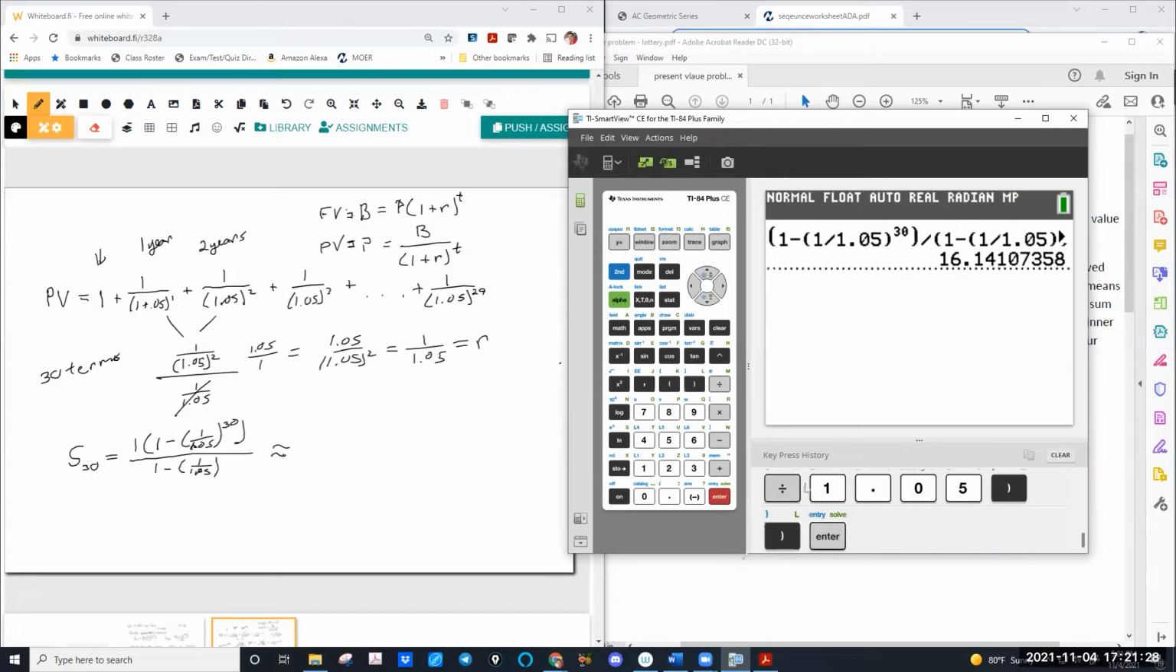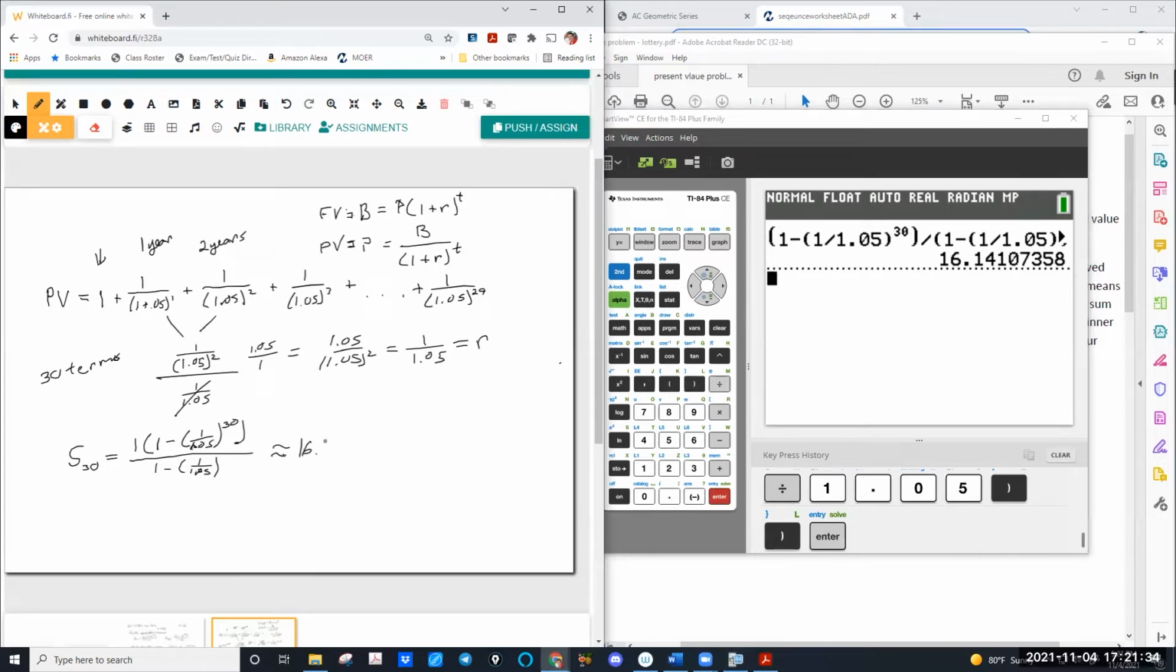All right. This is our number. 16.141073. I'm going to keep all the decimals because we're in millions. So the present value of that $30 million jackpot, what the lotto has to have on hand so that they can say that they have a $30 million jackpot, is $16,141,073.58. All right, so just a little bit more than half.